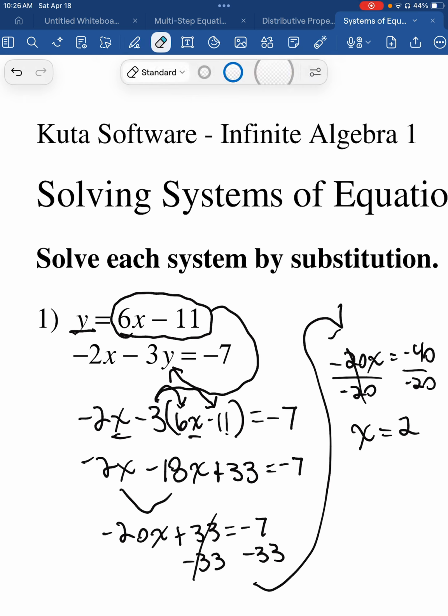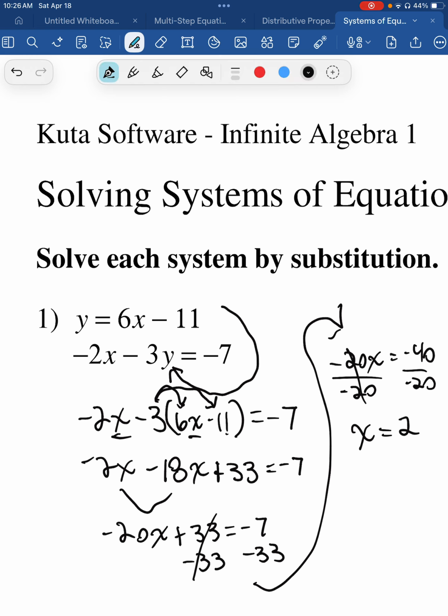But now that we know x equals 2, we can go back to either our first equation or our second equation. It doesn't matter, whichever one feels friendlier. And we can say, hey, we know this x right here is 2. We just solved that. So we can rewrite this top equation, y equals 6, rather than 6x, we'll say 6 times 2 minus 11. So that is y equals 12 minus 11, or y equals 1.